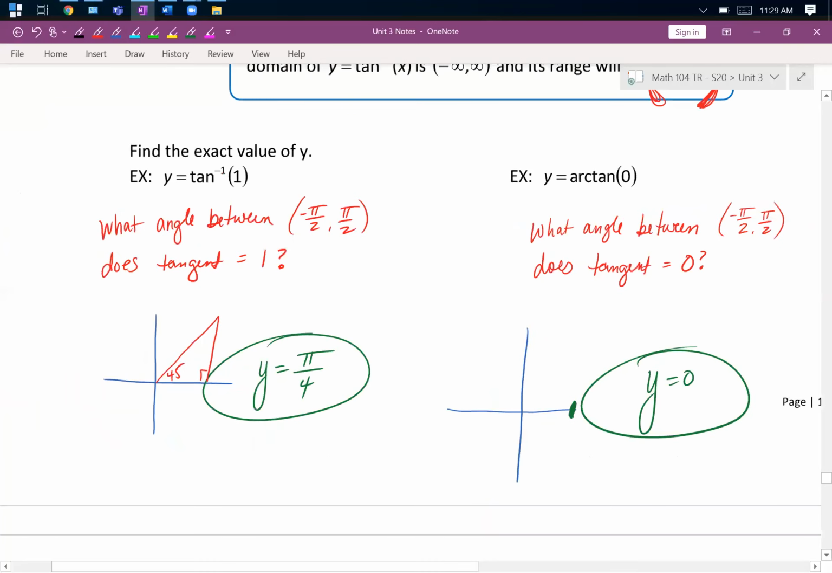Questions on our inverse tangent? You'll notice on your calculator, you do have inverse tangent, sine, and cosine buttons. They're the second function on your sine, cosine, and tangent buttons.